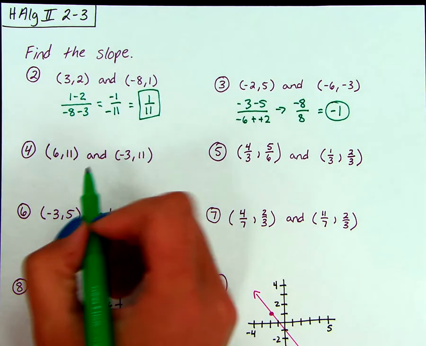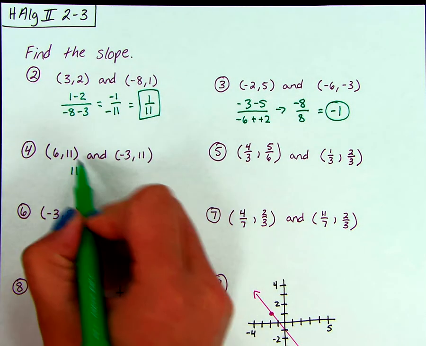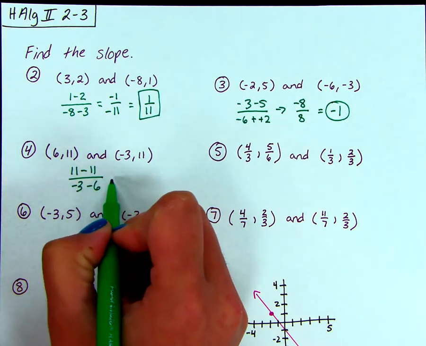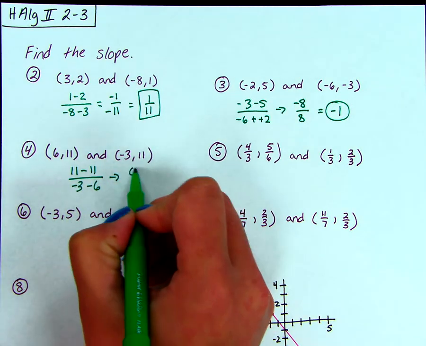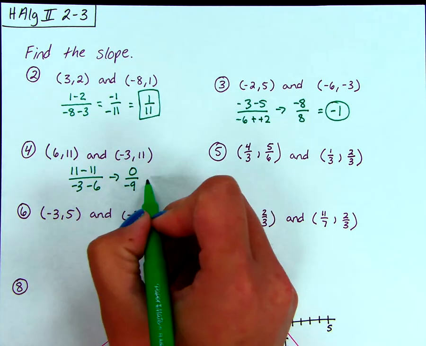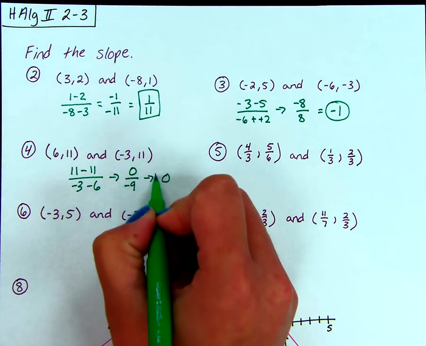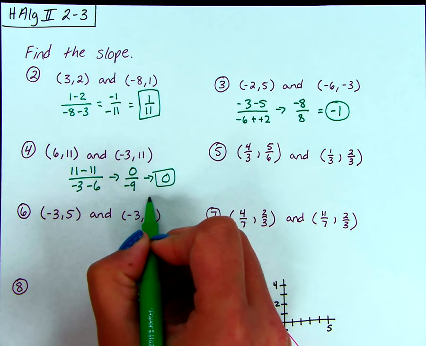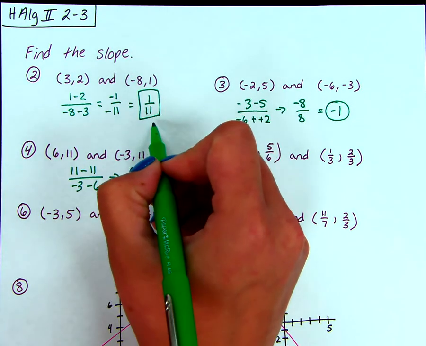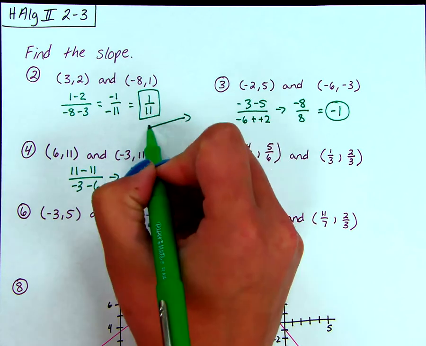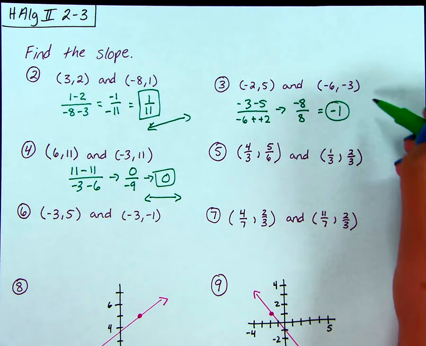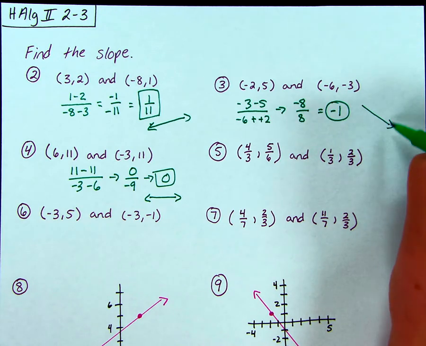Right, continuing, we would have 11 minus 11, and then -3 minus 6. So that gives us 0 over -9. And 0 divided by any number is always just 0. So this would actually be, if we graphed it, a flat line like this. Okay. This one would be pretty close, it would almost look flat. And this one would have a negative slope, so it would actually slope down like this.